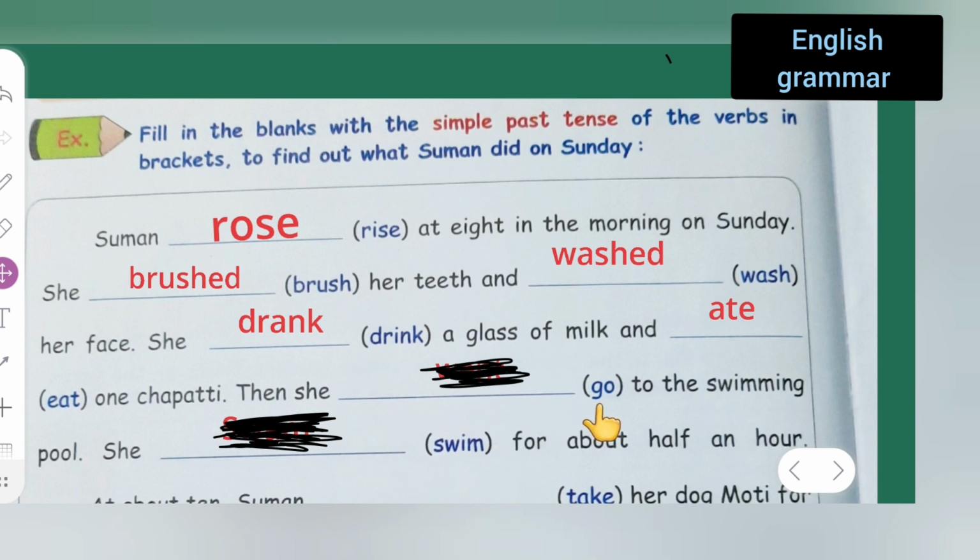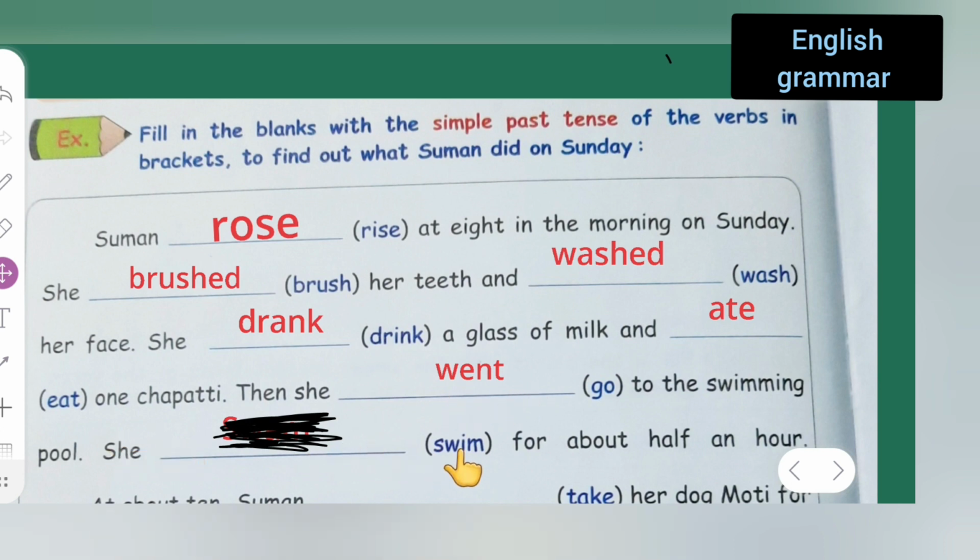Then she dash to the swimming pool. Then she went to the swimming pool. Went to the swimming pool. Go is there. What is the simple present tense? Sorry, simple past tense will be went.